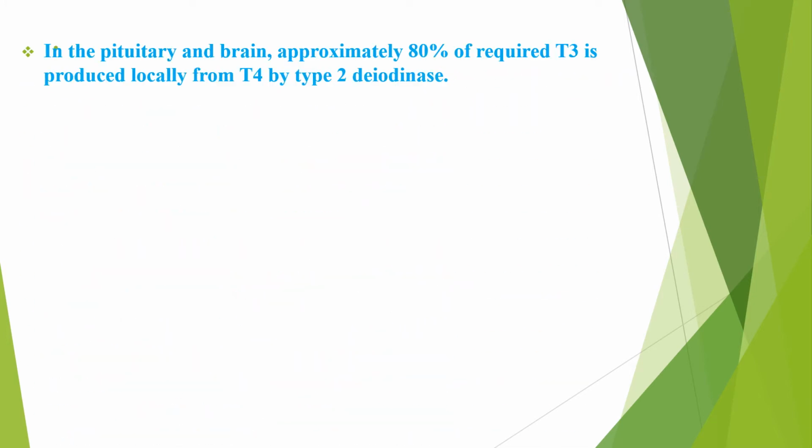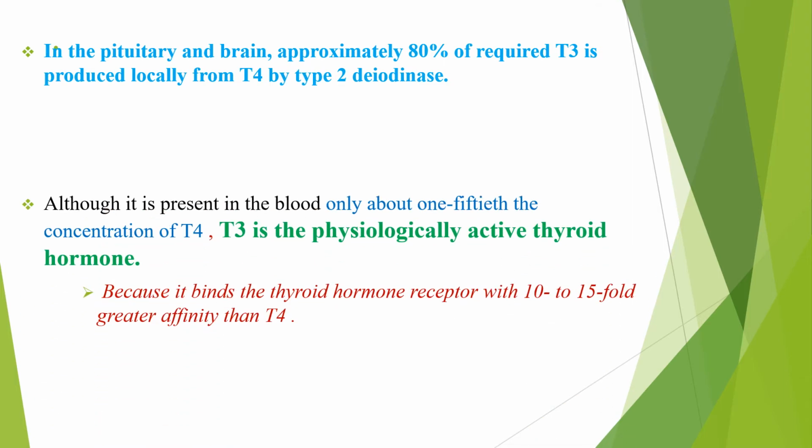In the pituitary and the brain, approximately 80% of required T3 is produced locally from T4 by type 2 deiodinase. Although it is present in the blood at only about one fifth the concentration of T4, T3 is the physiologically active thyroid hormone because it binds the thyroid hormone receptor with 10 to 50-fold greater affinity than T4.